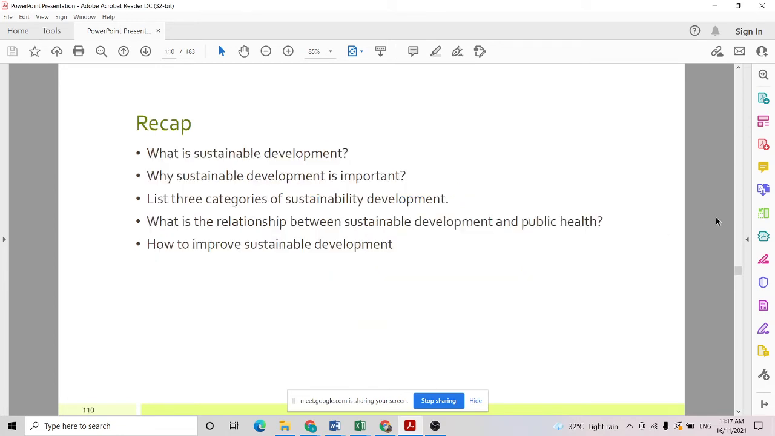Okay, so let's recap. What is sustainable development? This is our coverage for today. What is the relationship between sustainable development and public health? Do you still remember? And lastly, how to improve sustainable development, as I mentioned earlier. What you can do at your home, at your workplace, and also how you can use renewable energy and family planning.